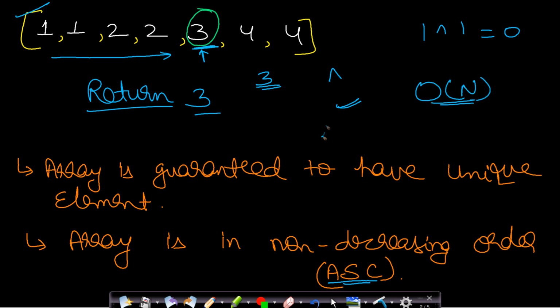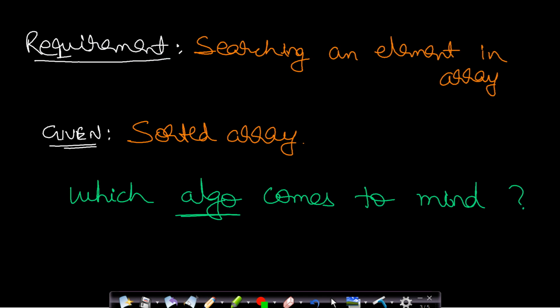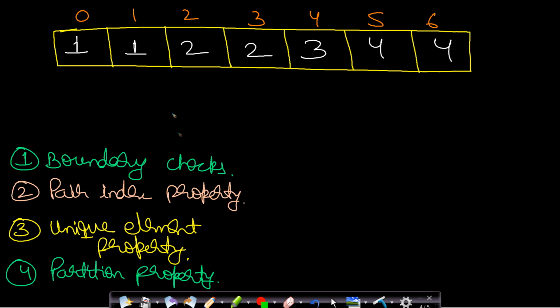But in the problem statement it says that you need to solve this problem in log n time and also in O(1) extra space. So how can you achieve this log n time? Actually, this array has a special property of non-decreasing order, so we can take benefit from it. Our requirement is to search for an element in an array and we are given the sorted array. Now which algorithm comes to mind? If you are given a sorted array and you want to search in log n time, then obviously you can do this by using binary search. So let us now look at some properties in order to solve this problem by using binary search.